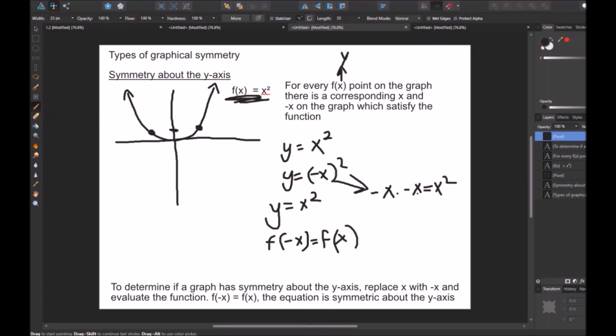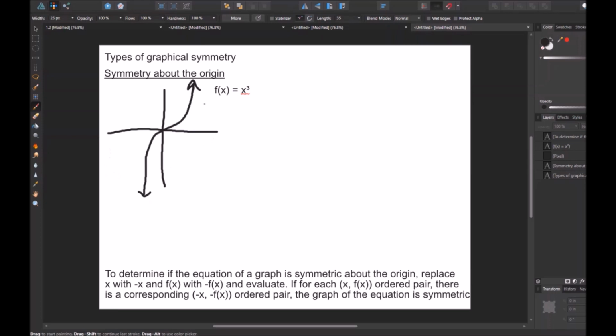So hopefully that helps a little bit, but the other type of symmetry is symmetry about the origin, which is a little bit more difficult, but still the same concept. Basically, if you have a point here, x comma f of x, then we have a corresponding point down here that is negative x, negative f of x. So that's what we have to prove when we're trying to prove symmetry about the origin.